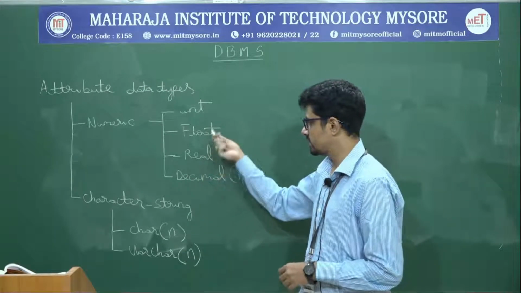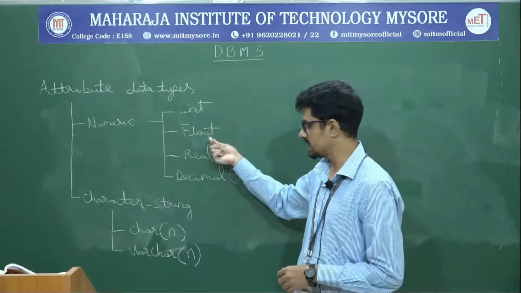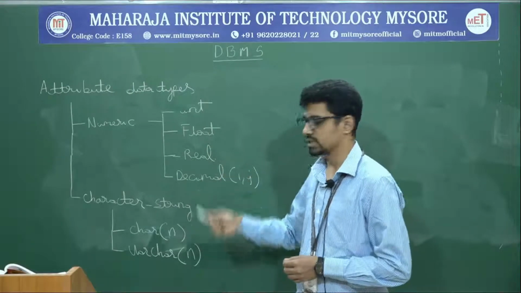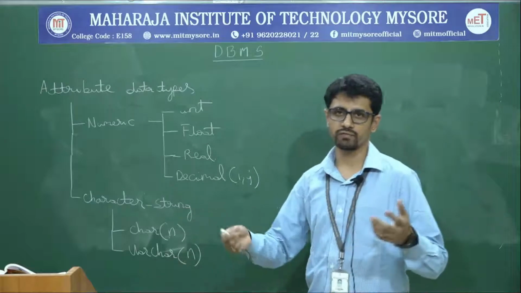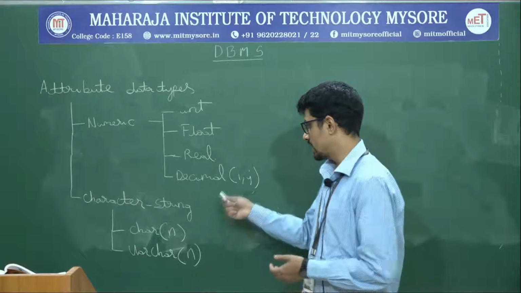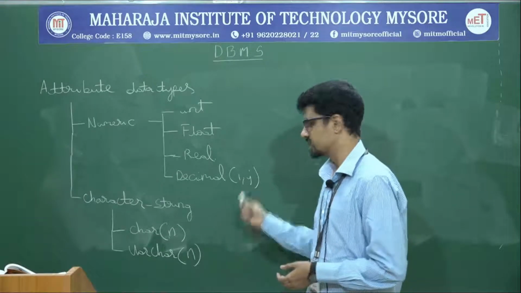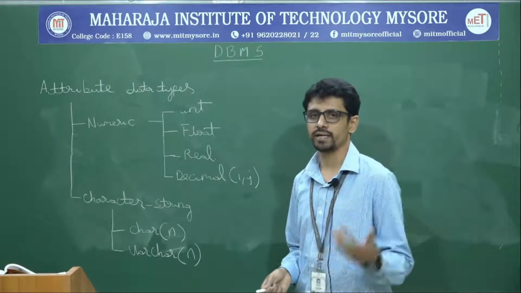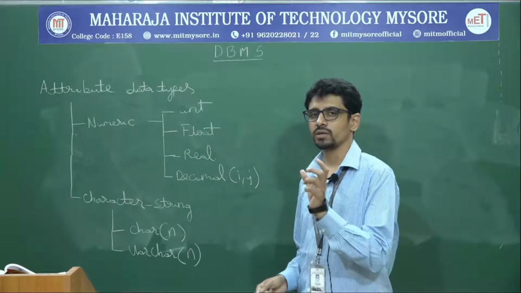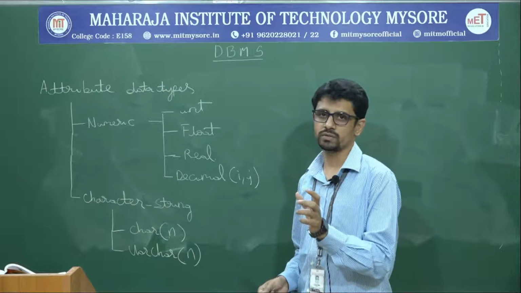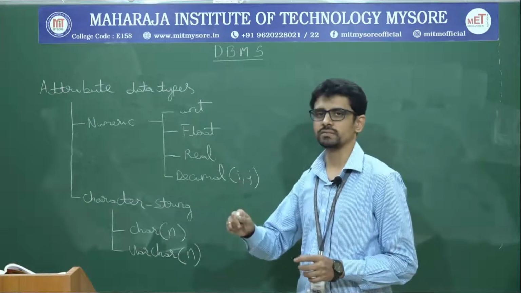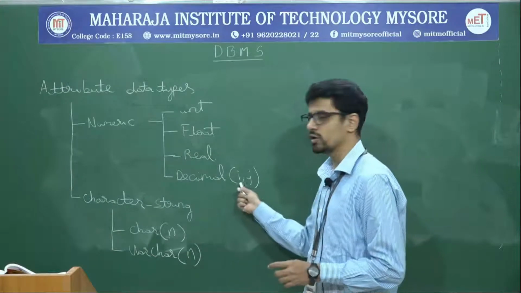So we have int for integer numbers, as an example of age, float if you have decimal values, and real if the number is used like a phone number, something like that, you can go for the real. And decimal of i comma j is about formatting the output. Say the i indicates the number of digits, the precision, and j indicates the decimal values after the decimal point. Okay, so i comma j.